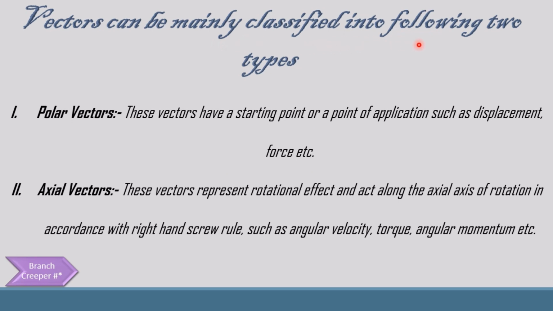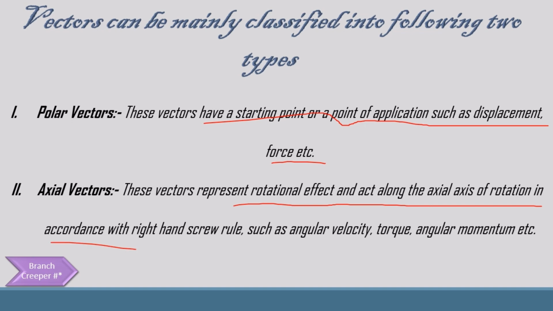Now vectors can be mainly classified into the following two types: polar vector and axial vector. Polar vectors have a starting point or a point of application, such as force. Axial vectors represent rotational effect and act along the axis of rotation in accordance with the right hand screw rule. This right hand screw rule we have also studied in physics chapter 1, or in electromagnetism and electricity. Examples of axial vectors are torque, angular momentum, etc.